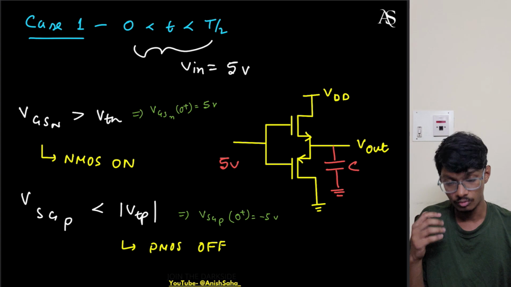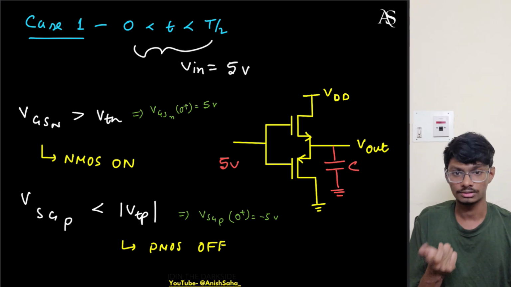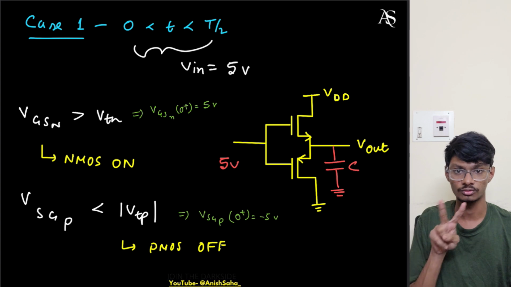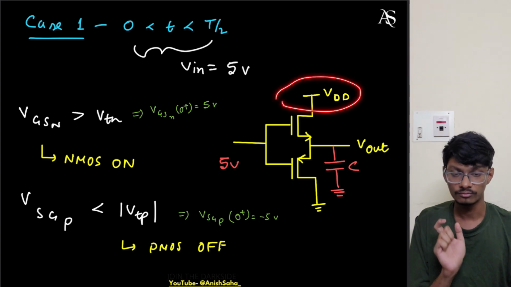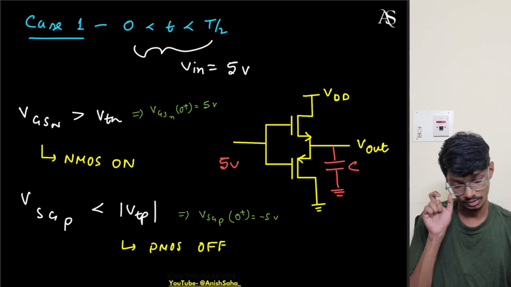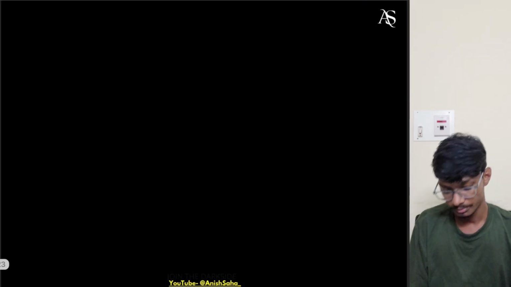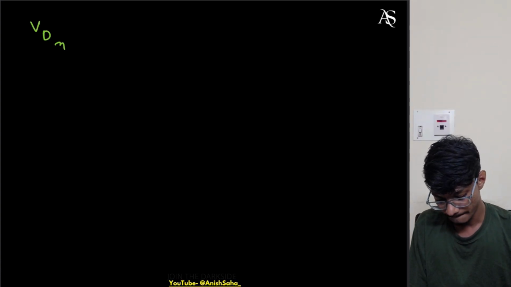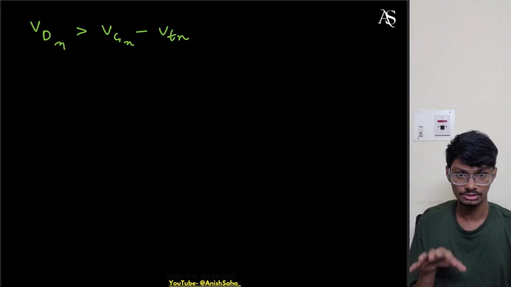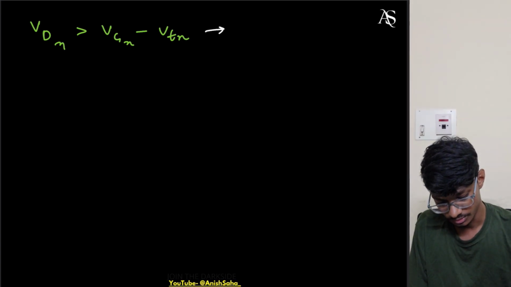Now we have to check, is it in saturation or not? One thing we can avoid is doing that overdrive voltage calculation. The source voltage is always common, so we can ignore the source voltage calculation. What we can do is simply check whether this drain voltage is more than one threshold down from the gate voltage. Basically VDN should be greater than VGN minus VTN. If this condition is true, then this NMOS will always be in saturation.